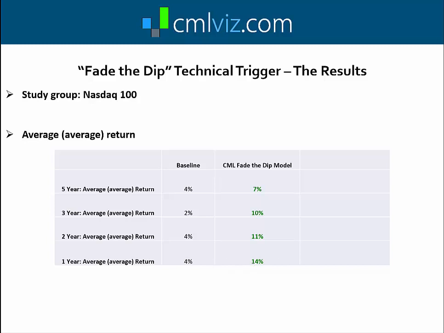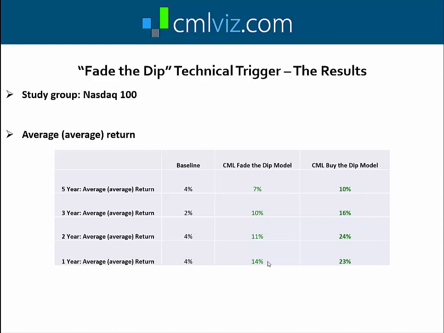But let's see how this compares to the buy the dip model. The returns for the buy the dip model, since it takes more risk, should be higher. And here we can see that. The buy the dip model over 5 years returned 10% per trade, while the fade the dip returned 7%. And if we come all the way down to the bottom, buy the dip over the last year has averaged 23% return per trade, and fade the dip is at 14%.